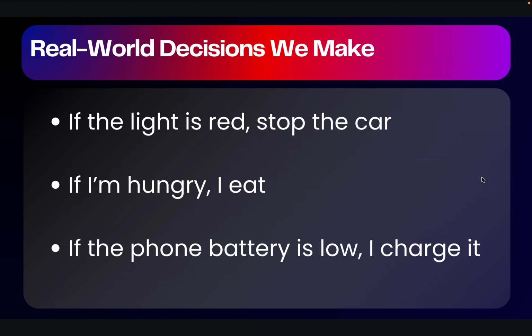So in the real world, we make decisions every day. You make a decision whether, if the light is red, then you're going to stop your car, or at least you should. If you're hungry, you typically eat. If you have to go to work, you generally will get yourself prepared. If you're tired, you would go to sleep. If your battery is low, you would charge it. So every day we are constantly making decisions based off of a certain factor.